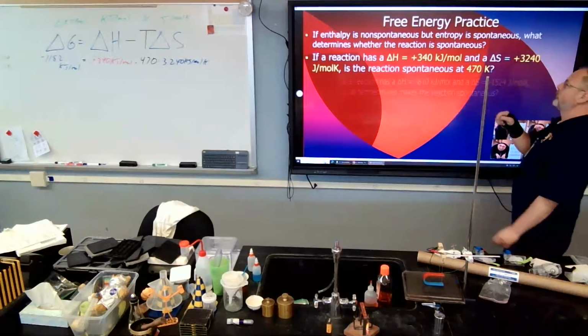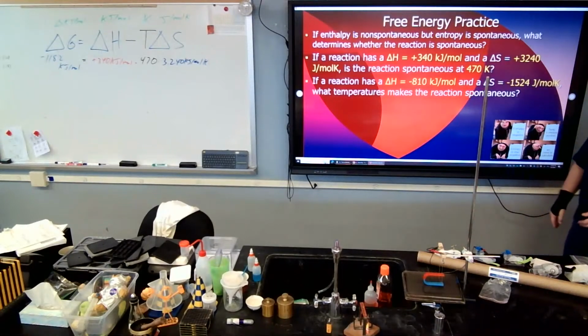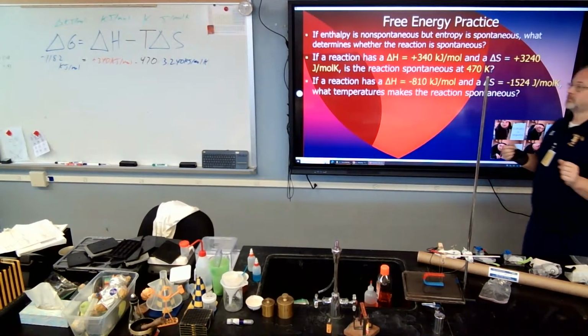So let's move forward. If a reaction has a delta H of negative 110, that is thermodynamically favored, and a delta S of negative 1524, which is thermodynamically unfavored, what temperatures make the reaction spontaneous? So do we have to make it equal and greater or something? Yep. So you're going to solve for T, and you're going to get a number. And you're going to say all temperatures above this number or all temperatures below this number. Work it out.